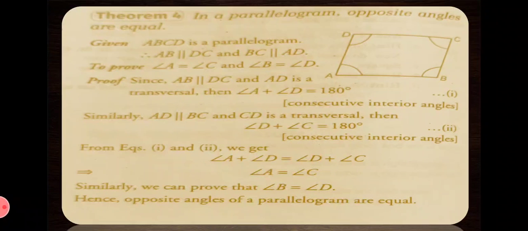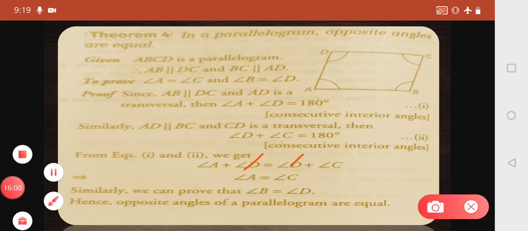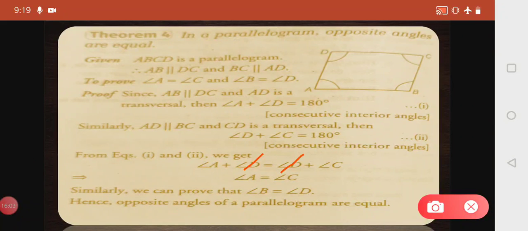Now from equations 1 and 2, our first equation is angle A plus angle D equal to 180 degrees. And our second equation is angle C plus angle D equal to 180 degrees. So let's compare both the equations. We get angle A plus angle D equal to angle D plus angle C. Now angle D is common on both sides, so we cancel it and we get angle A equal to angle C. Similarly, we can prove that angle B equal to angle D. Hence, opposite angles of a parallelogram are equal.